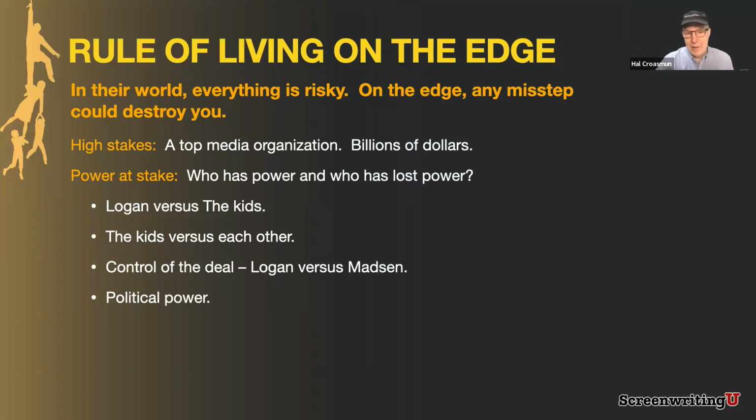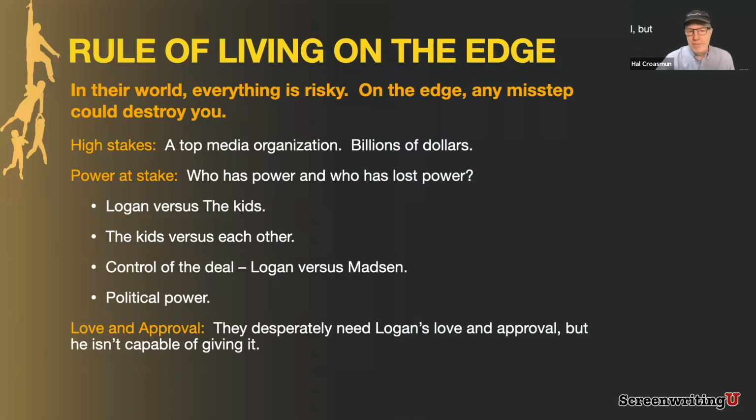So that happened, and they had to argue about it for an entire episode to get to that point, right? But it's also about their political power. Do they have political power or not, and how much? And then living on the edge of love and approval from their father. And here's the key. They desperately need Logan's love, right? But he is not capable of giving it.